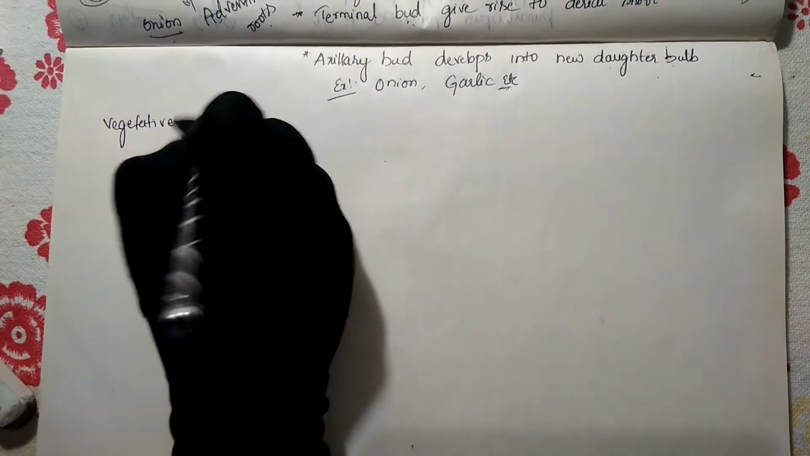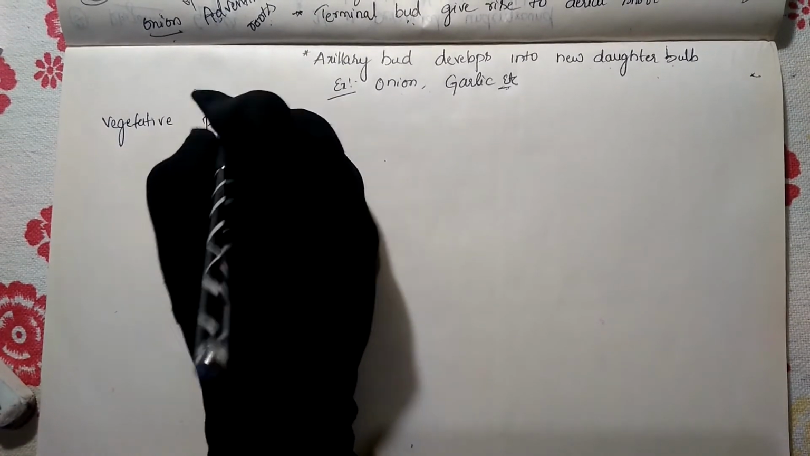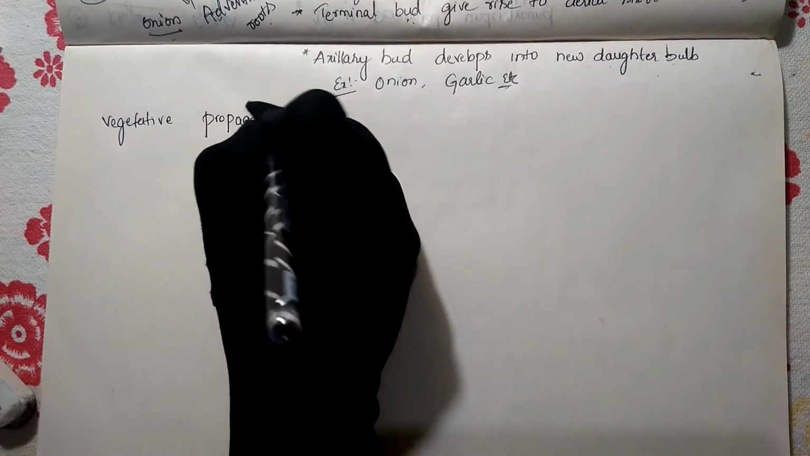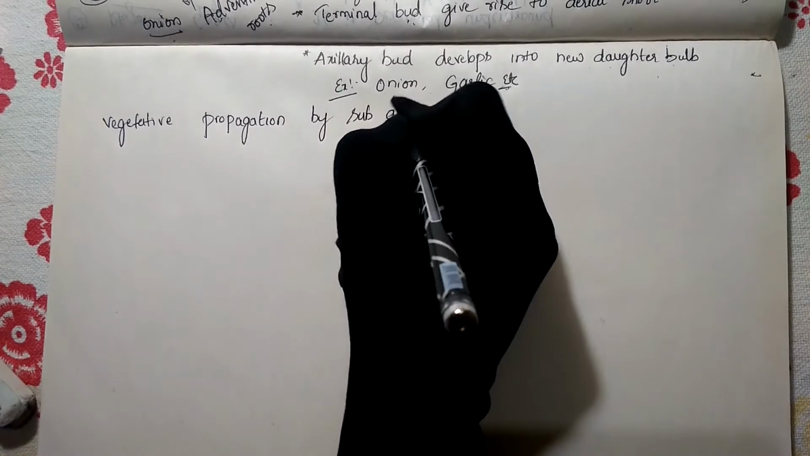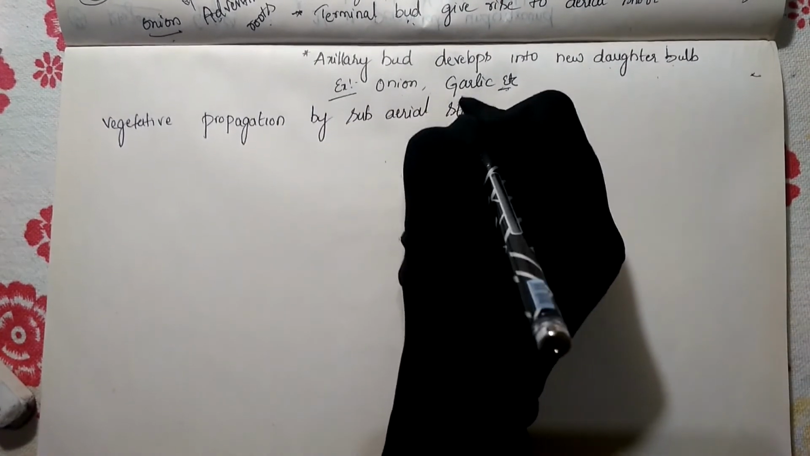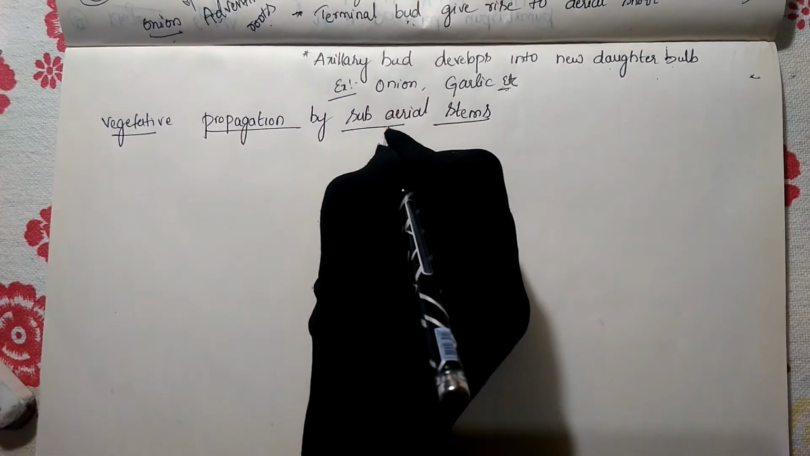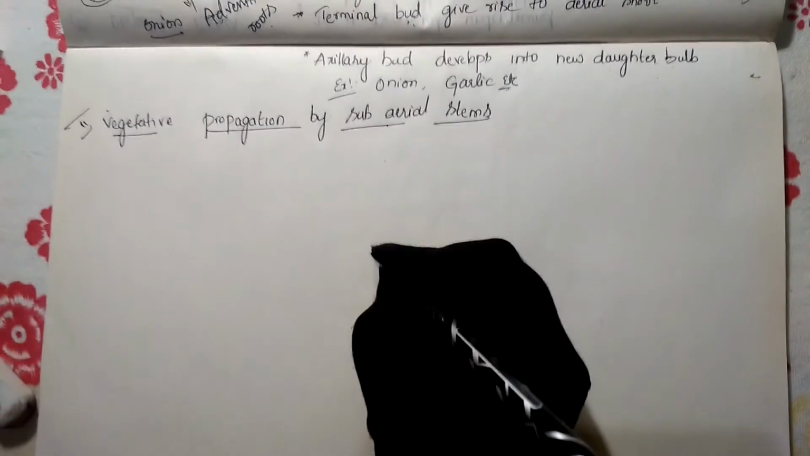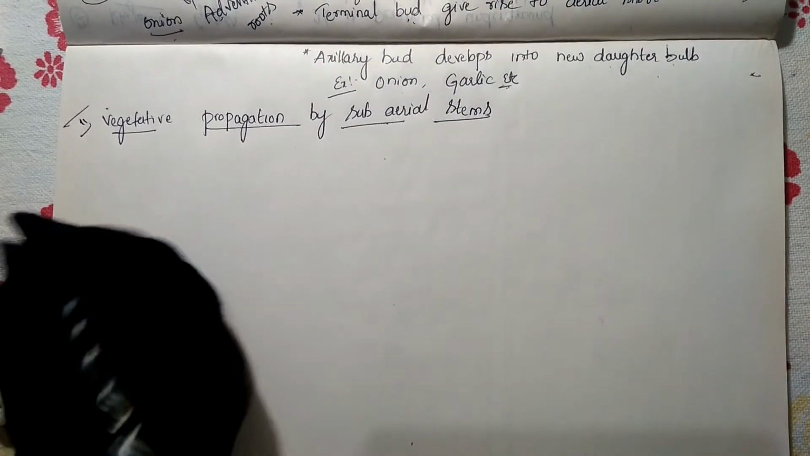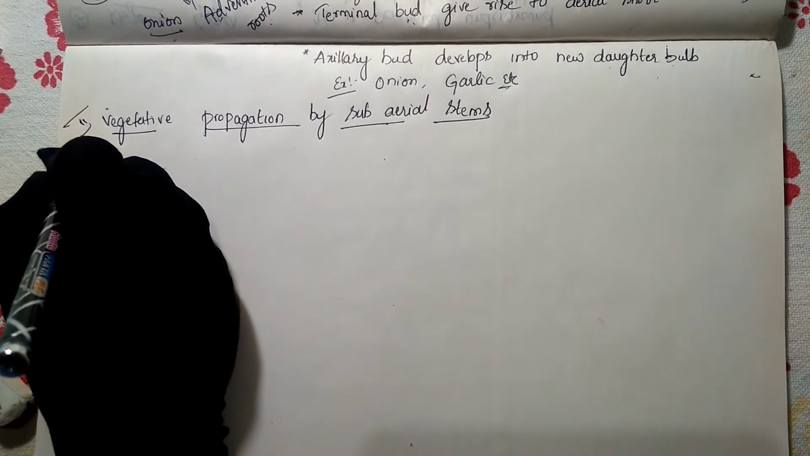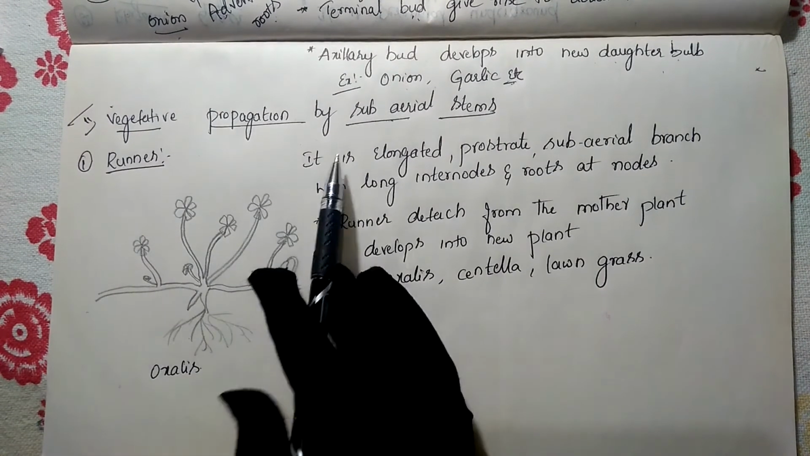Vegetative propagation by subaerial stem. Before, we discussed the underground stem; now we are discussing the subaerial stem. This is the second type. In that, let us discuss the first type: runner.